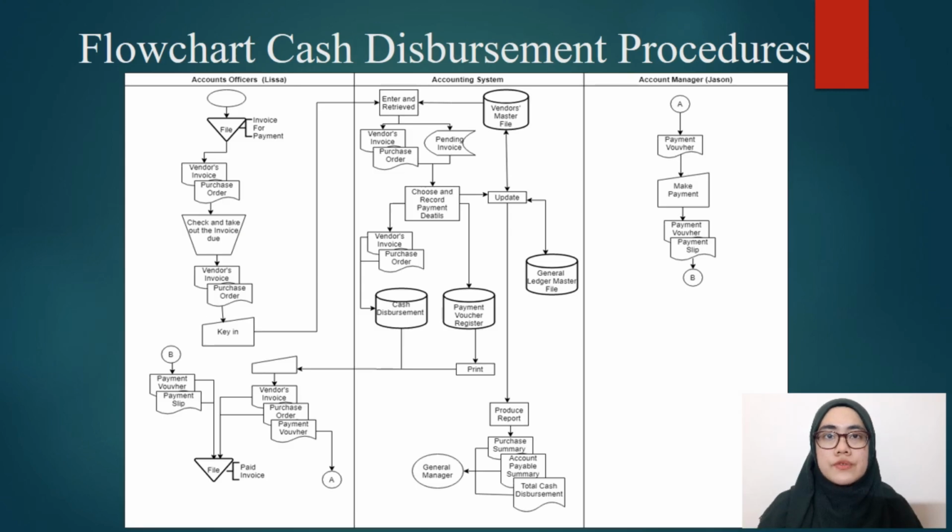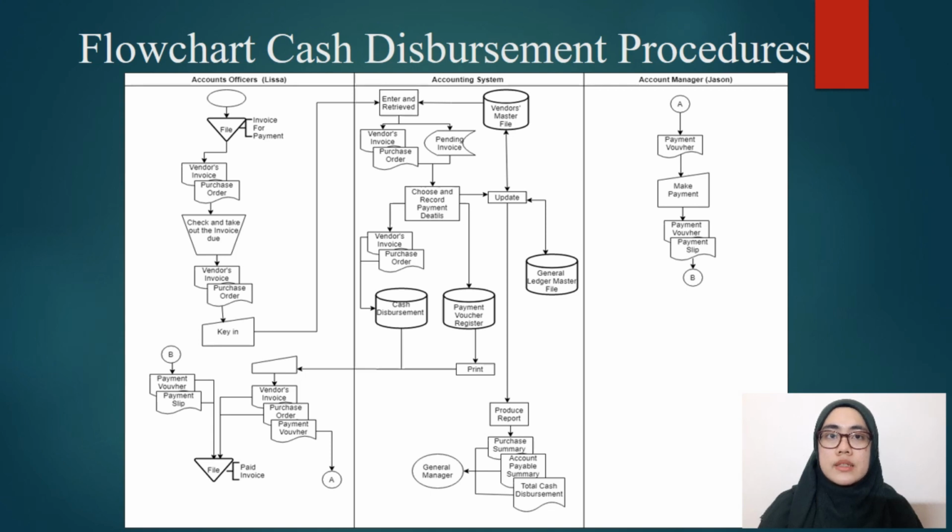Now I will proceed to the flowchart for the cash disbursement procedure. The cash disbursement procedure involves 3 internal entities, which are the account officer or Lisa, SESB's accounting system, and the account manager, which is Jason. The flowchart starts with the account officer, where she checks and takes out the invoice together with the purchase order copy that is becoming due from the invoice for payment file.